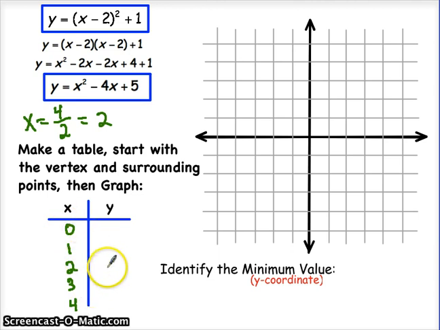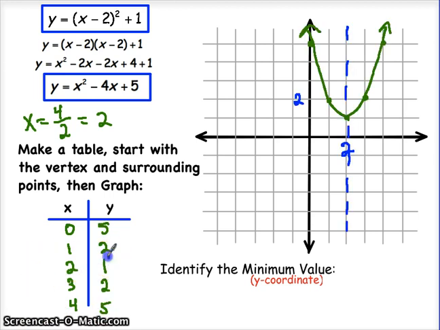Go ahead again, I'm going to pause the video. Find the y-coordinates, whether you plug them back into your standard form equation, or you could also plug them back into your other form up here with the x minus 2 squared factor up there. We'll call that vertex form here pretty soon. But for now, either one of those will work. Go ahead and find all your y-coordinates. Plot them, and then we'll talk a little bit more about minimum values.